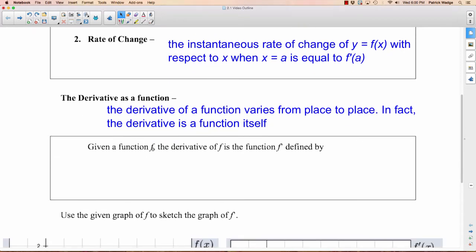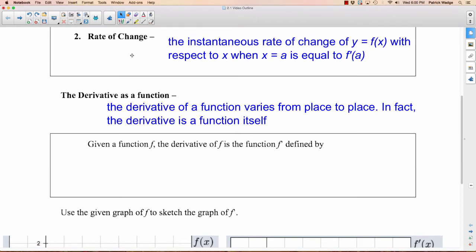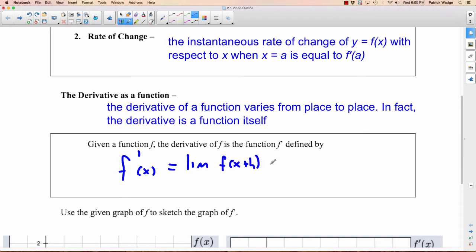So given a function f, the derivative of f is the function f prime, and this is defined by the following. f prime of x is equal to the limit of f of x plus h minus f of x, all divided by h, as h approaches 0. Now this should look very familiar, but not exactly the same.